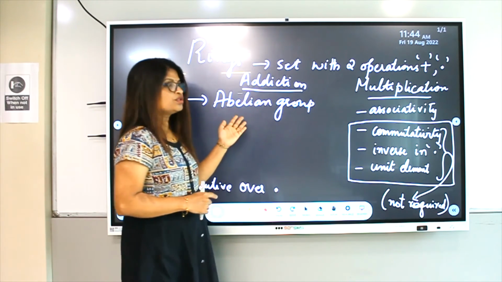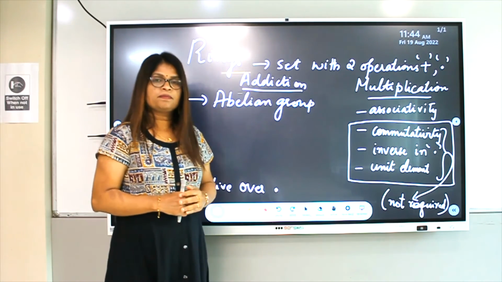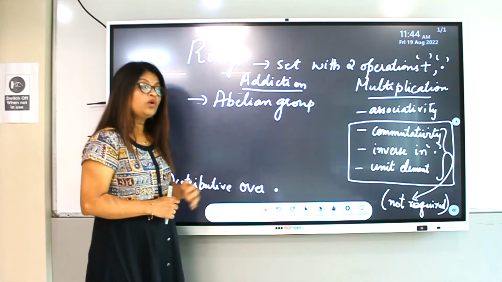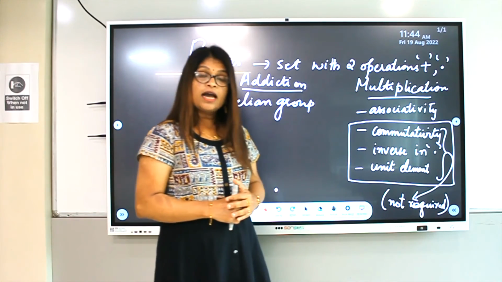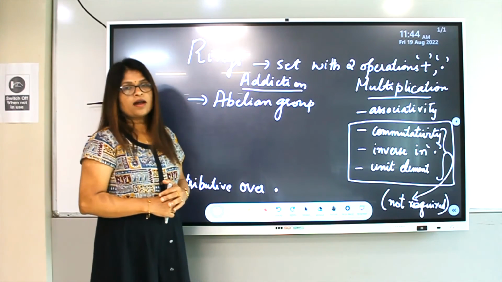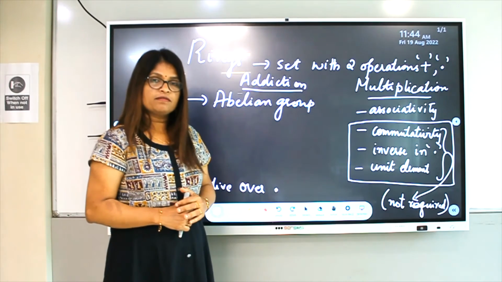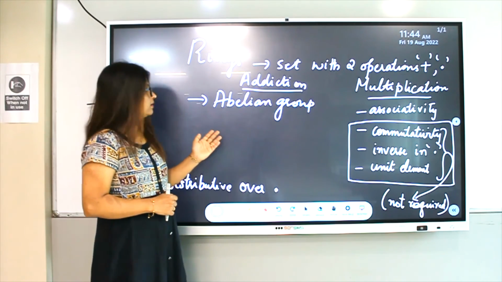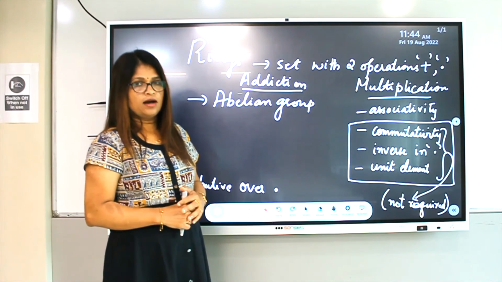It is closed under addition. It is associative. The zero element exists. The additive inverse exists under addition, and also it is commutative. That means A plus B is equal to B plus A for all elements in R.